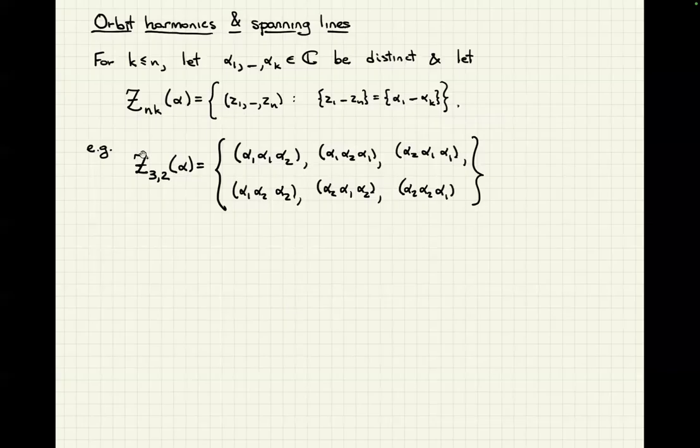So that's kind of impossible to understand as I say it. But here's me trying to do an example, Z_{3,2}. So I have two parameters, alpha 1 and alpha 2. And I have the 6 points in C^3, where every coordinate is alpha 1 or alpha 2, and I have to have at least one of each flavor. Okay.